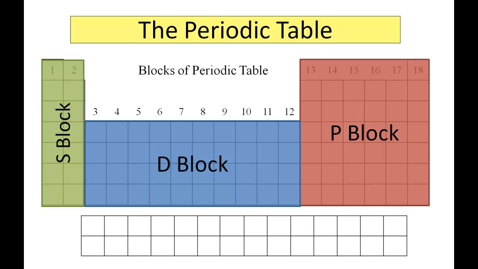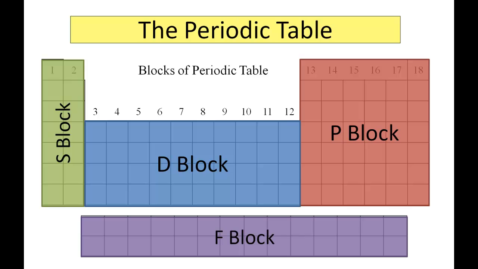The next block is the D block. The D block contains 10 columns, groups 3 through 12, also known as the transition metals. Notice it has 10 columns, and there were 10 electrons you could fit in the D sublevel. The last block on the periodic table is the F block. You'll notice it has 14 columns in it, representing the 14 electrons that can be found in the F sublevel.